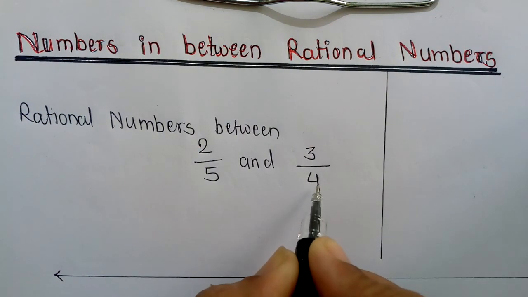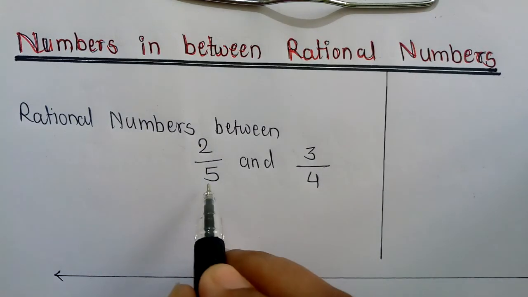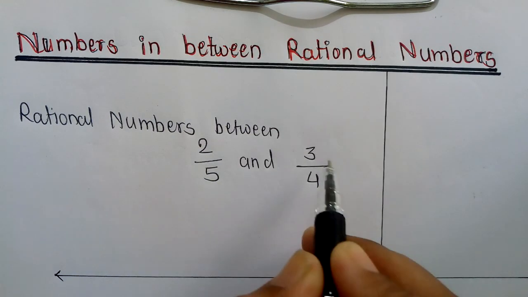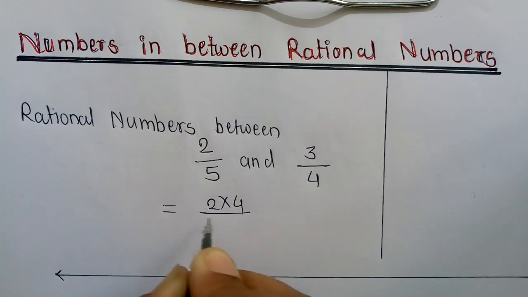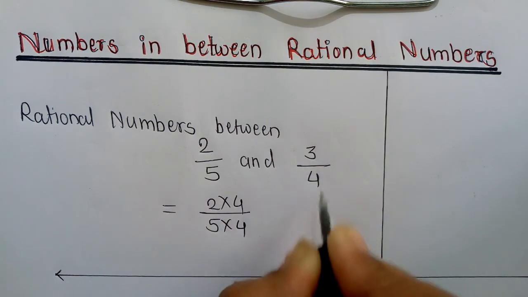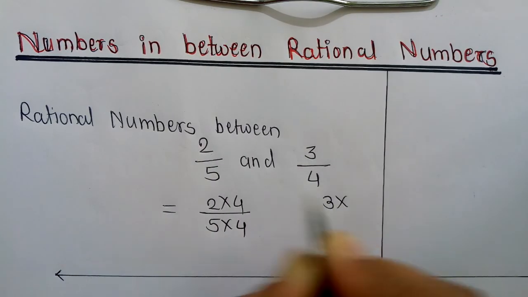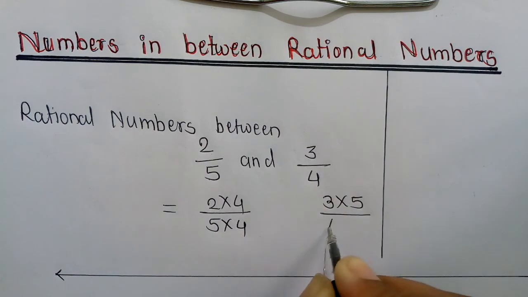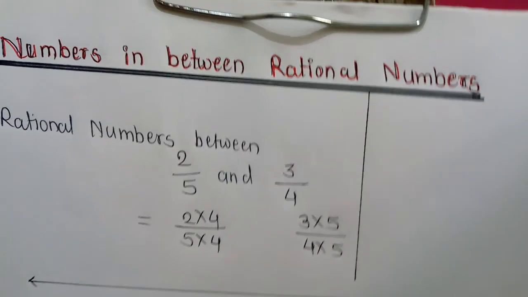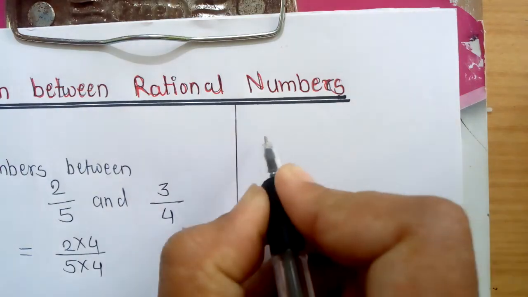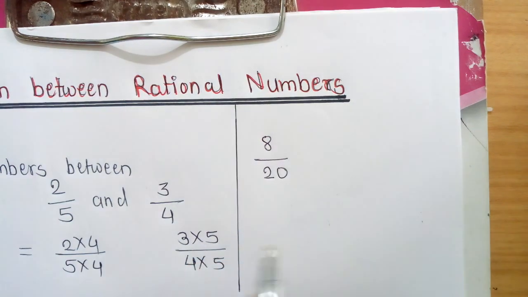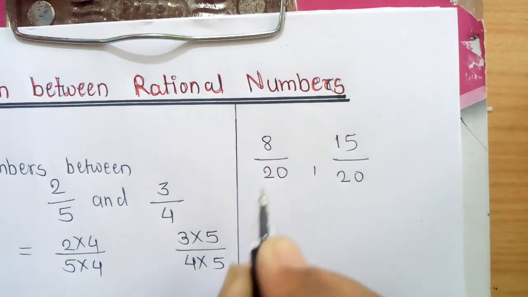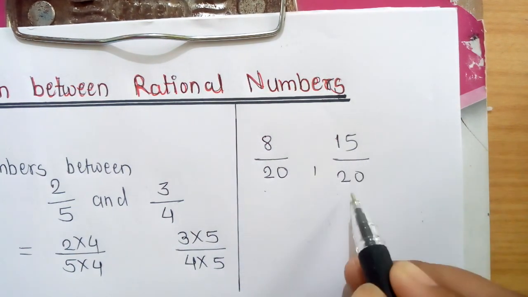First we have to multiply this fraction by its denominator, and then multiply this fraction by the denominator 5. So what will it be? 2 into 4 upon 5 into 4, and the other fraction, 3 into 5 upon 4 into 5. So what will it be? 4 2s are 8, 5 4s are 20, and here 3 5s are 15, 5 4s are 20. Now we got these two fractions, 8/20 and 15/20.